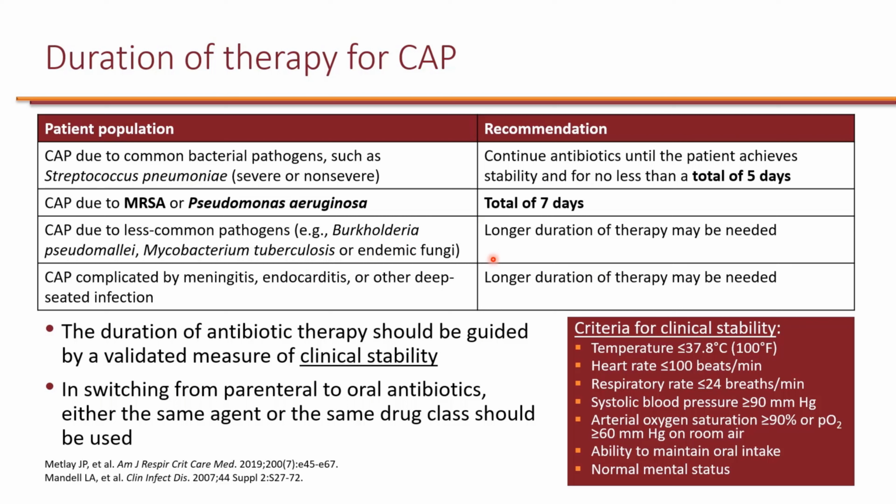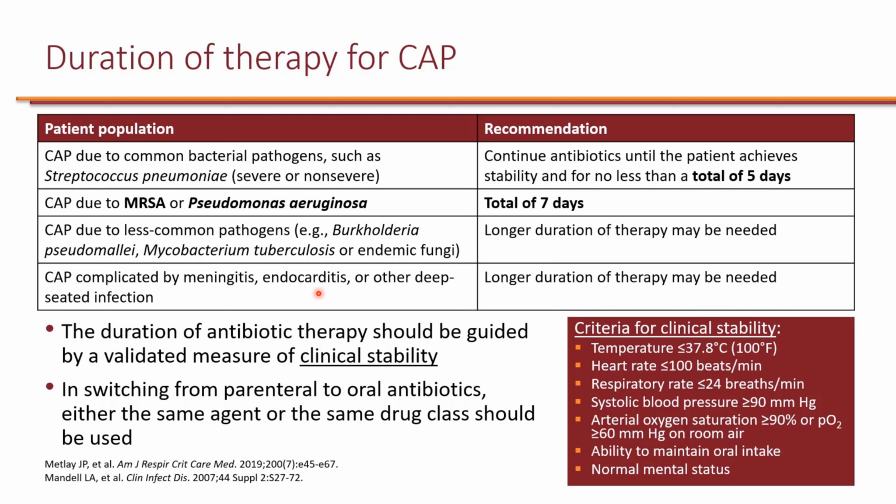And then, if the community-acquired pneumonia is complicated by other infections, then you may need longer duration depending on what the infection is. For example, if someone has meningitis, it may require longer duration of therapy. So even if you're done with the treatment for community-acquired pneumonia, you need to treat longer in order to finish treating meningitis. The same is true with endocarditis and deep-seated infections. In general, deep-seated infections require longer duration of therapy in order to eradicate those organisms.